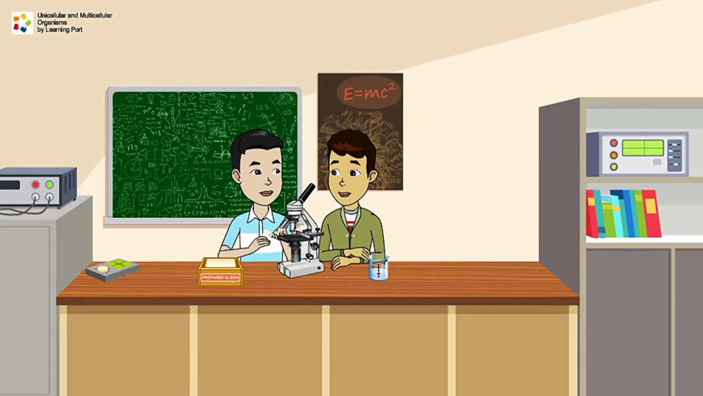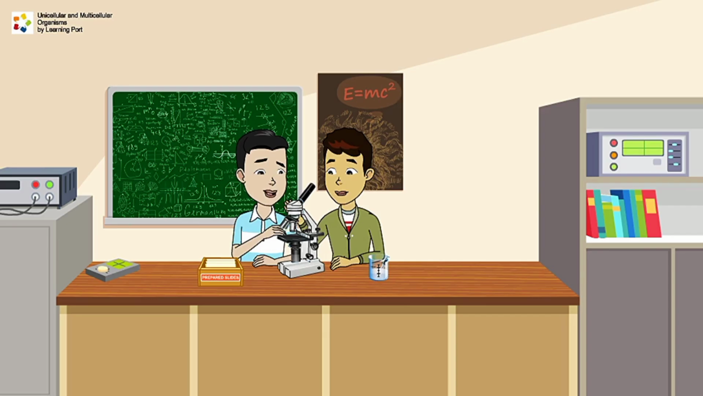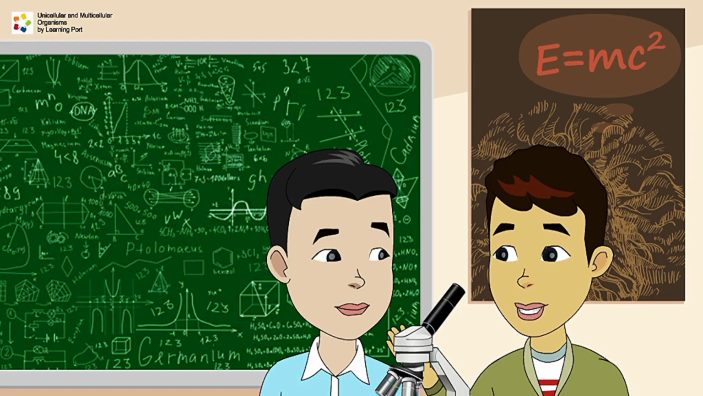Look, Eddie! See what my dad gave me for my birthday? Michael tells Eddie excitedly. A microscope? You are one lucky boy, Michael, says Eddie. Thanks, Eddie. Shall we use it to examine a water sample from the pond outside my house? Asks Michael. Good idea. Let's do it.